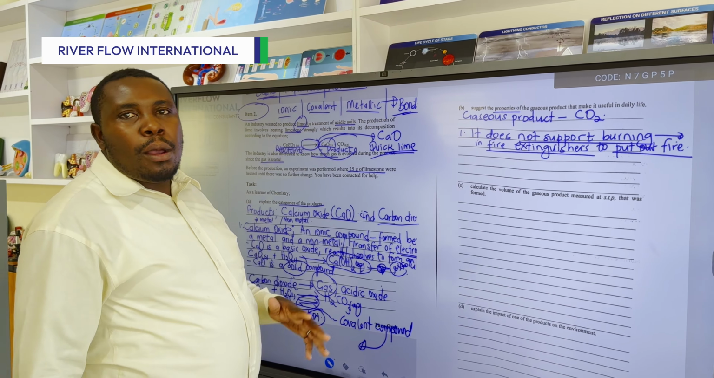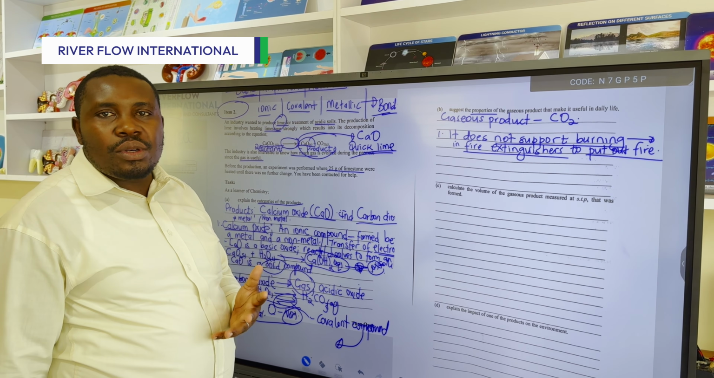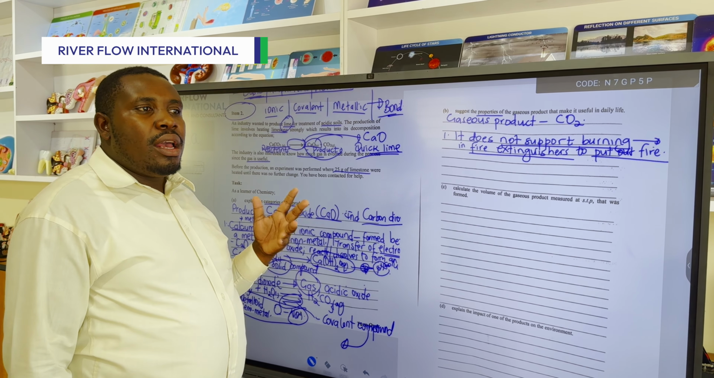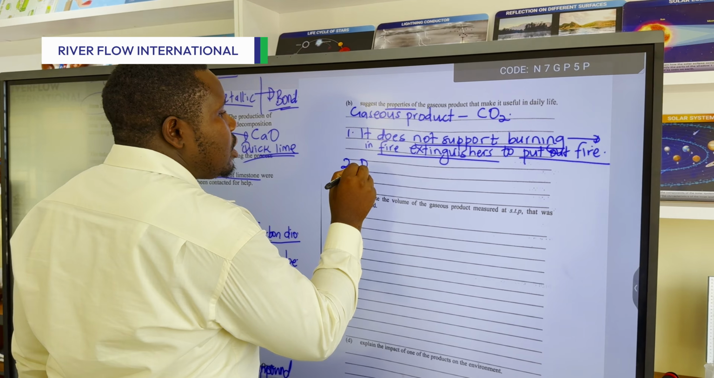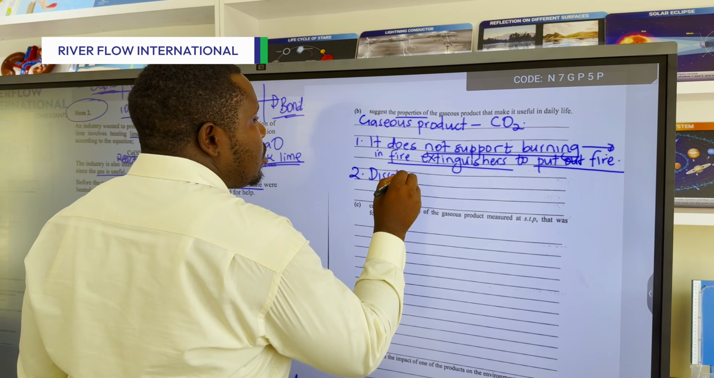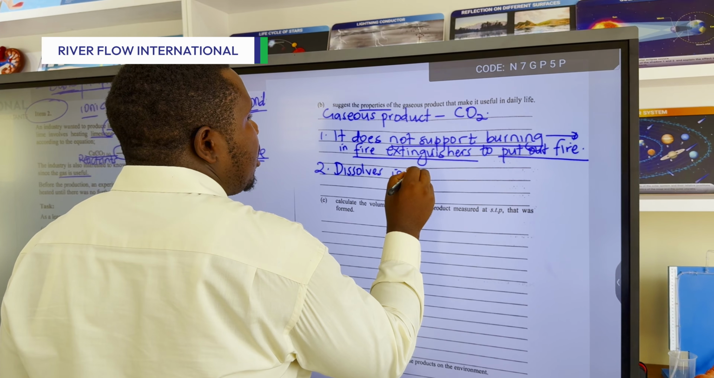Which other property or which other use of carbon dioxide can also help us? Number two, it dissolves in water.